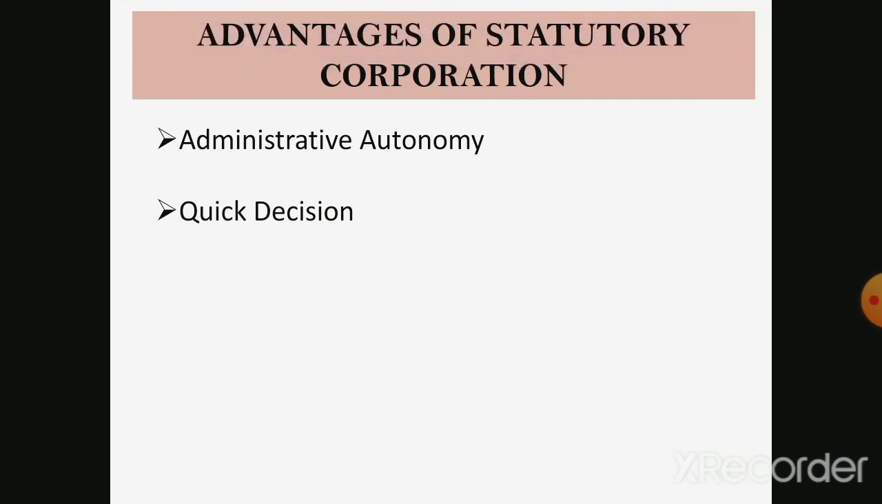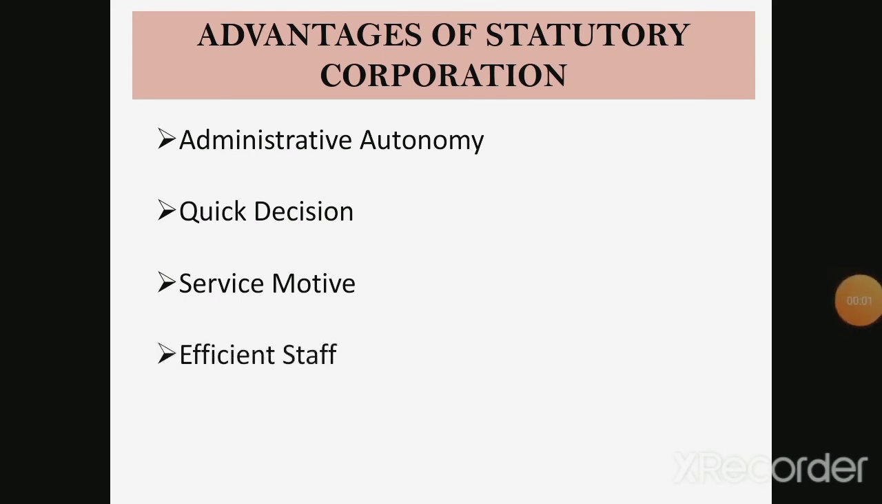Third is service motive. All the activities of public corporation are discussed in the parliament. Their functions, their objectives, everything is discussed in the parliament. So this ensures the protection of public interest. Next advantage is efficient staff. As the statutory corporation can have their own rules and regulations regarding the salaries and recruitment of employees, so they provide better facilities and attractive terms of service to the staff so that they can work effectively and efficiently.